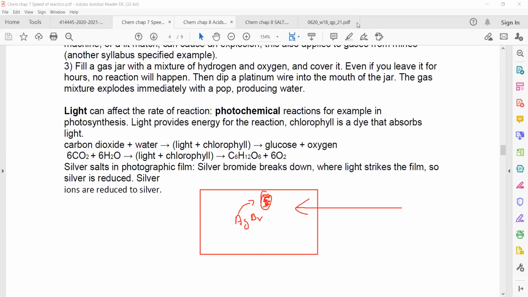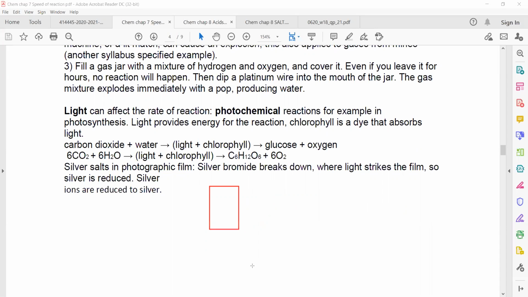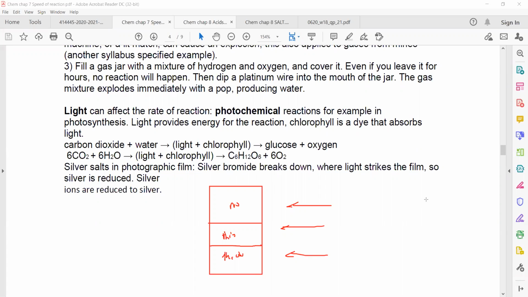So for example, if I have a photographic plate and I cover this with a thick card, a thin card, and no card, and I expose this photographic plate to light, what we will observe is that the part which is not covered, the part which is exposed to light, will turn black.